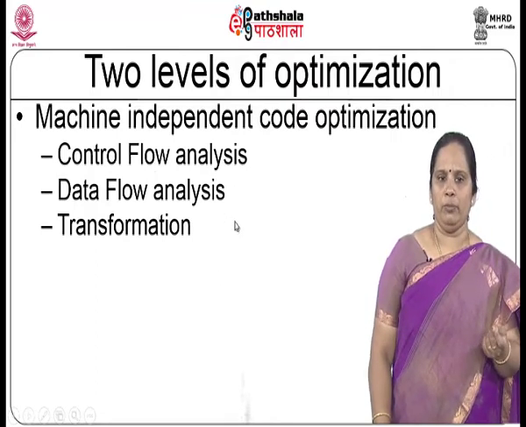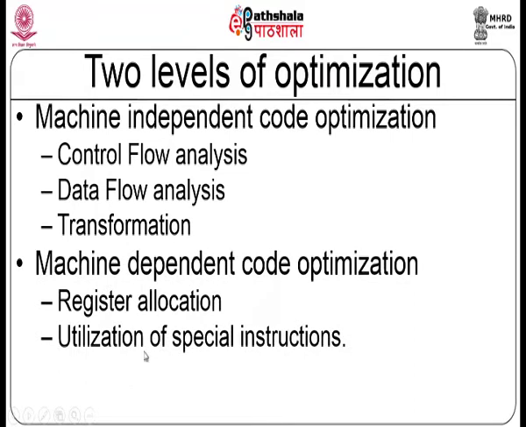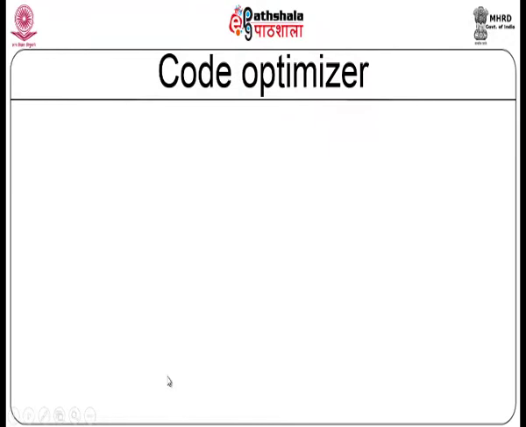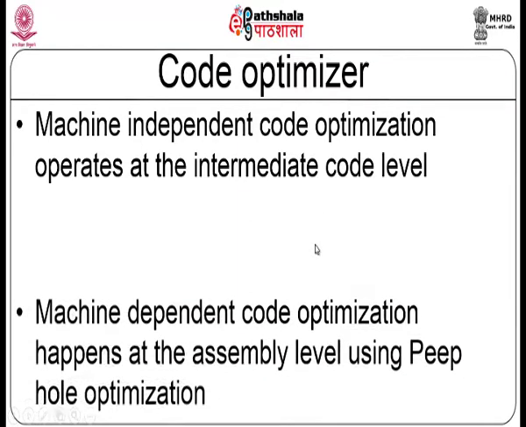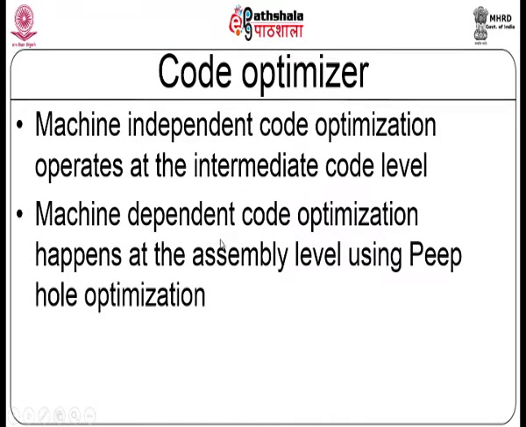Both are possible here. The other one is machine dependent code optimization, where we have register allocation, where you can optimize on the number of registers as well as utilization of special instructions like increment, decrement as against subtract or add. Now, this machine independent optimization operates at the intermediate code level, and this one operates at the assembly level, where typically it is done using what is called peephole optimization.